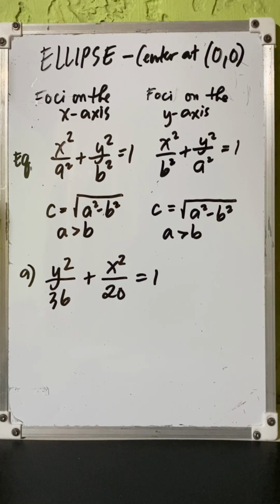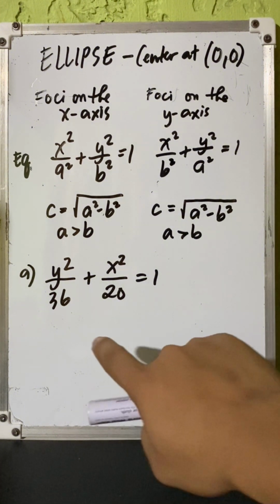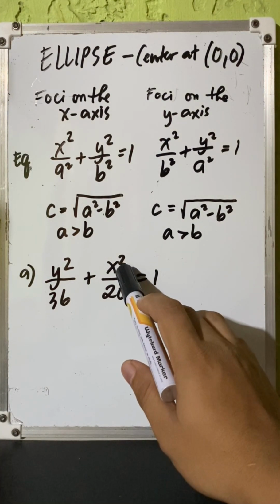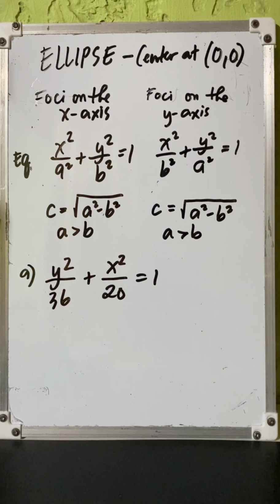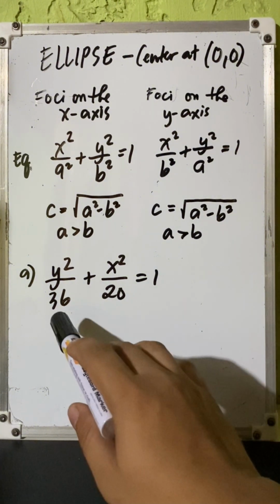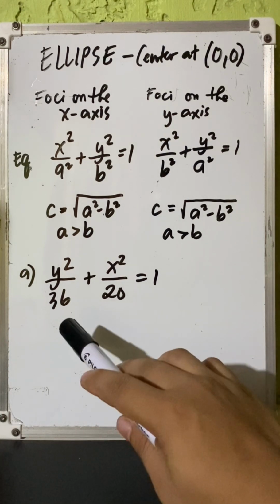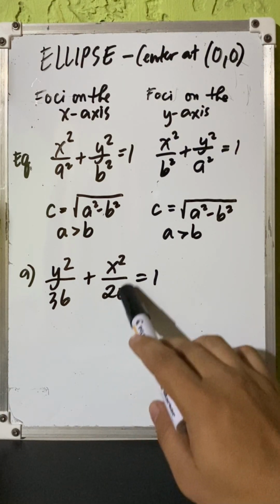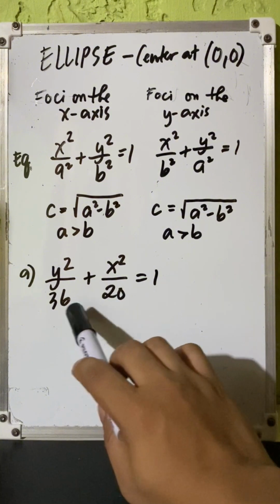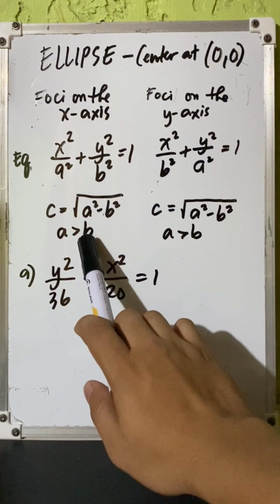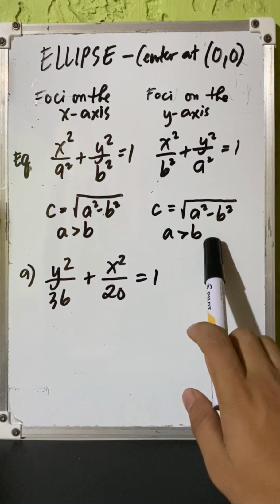So how do we identify if an ellipse is horizontal or vertical? So let's try this as an example. Letter A, that is y squared over 36 plus x squared over 20 is equal to 1. Okay. Is this horizontal or vertical? How do we know? Okay, in this case, we will look at the denominator. Take note, class, that in all cases, whether it's horizontal or vertical, a is greater than b.